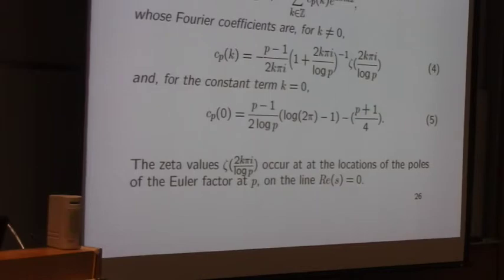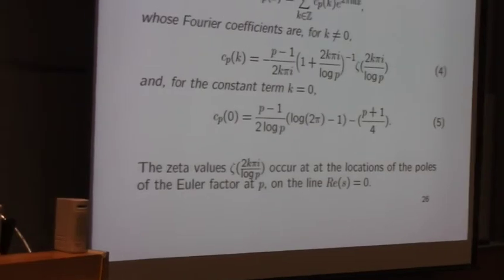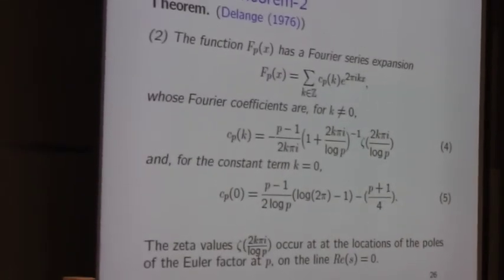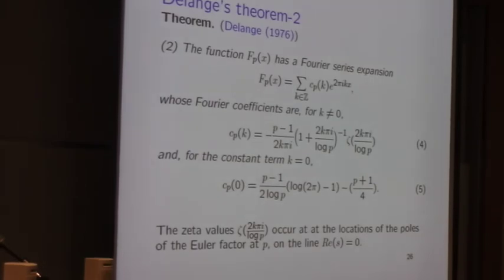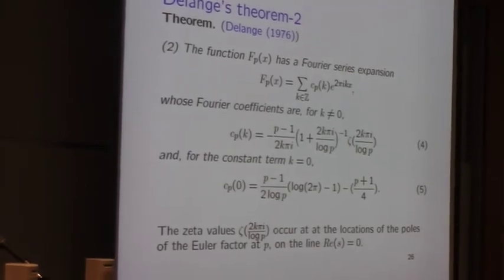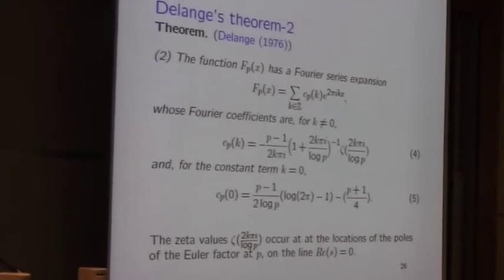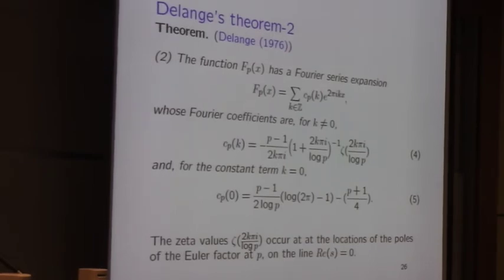And these Fourier coefficients include the values of the Riemann zeta function on the line real part of s equals 0, at the points 2 pi k i over log p. And I want to say those are exactly the locations of the poles of the Euler factor of the Riemann zeta function at the prime p. So that's why those values are getting picked out.